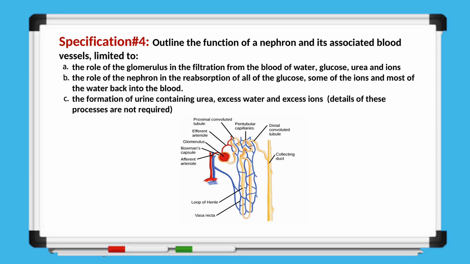We do not need to go into the detailed mechanisms for this. So, essentially, this specification is all about understanding how the nephron and its blood vessels work together to filter blood, reclaim useful substances, and produce urine.